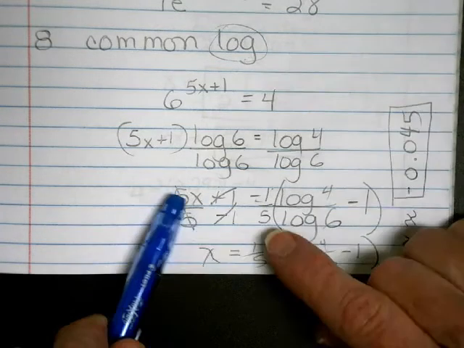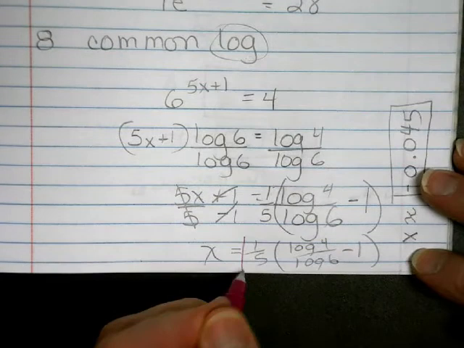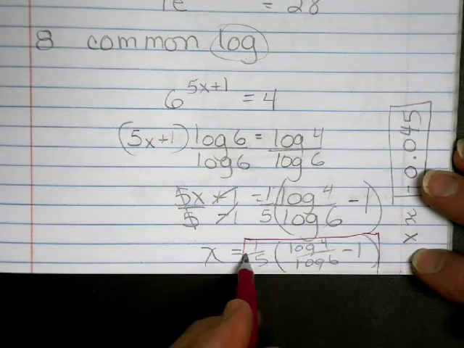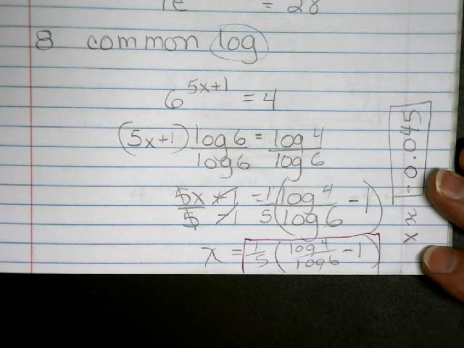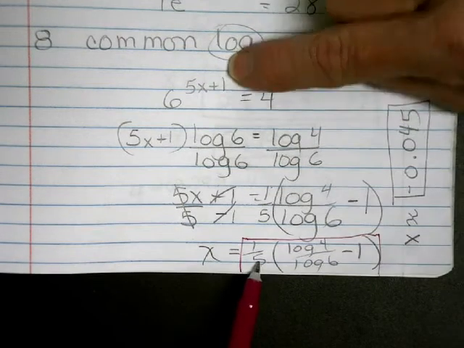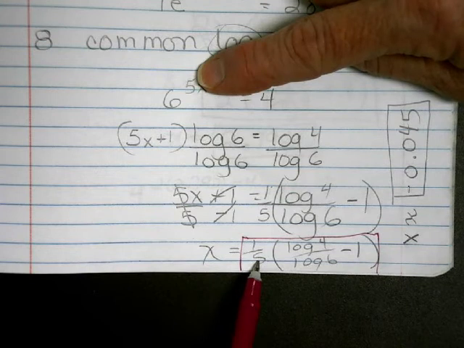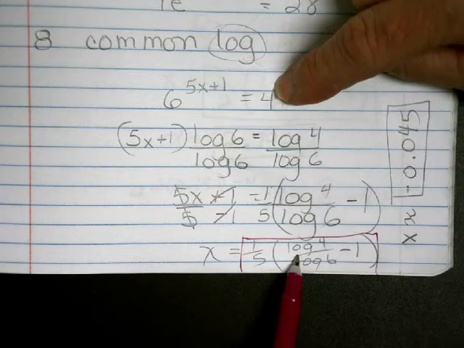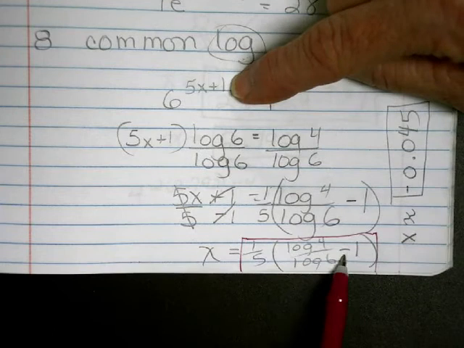They want you to rather write in your software, this is your exact answer, 1/5 of the ratio of your logs, minus 1. So if you have different numbers, you notice this 5 came from the exponent, and the log 4 is in the numerator, log 6 is in the denominator, and you're subtracting the 1 out to the side.